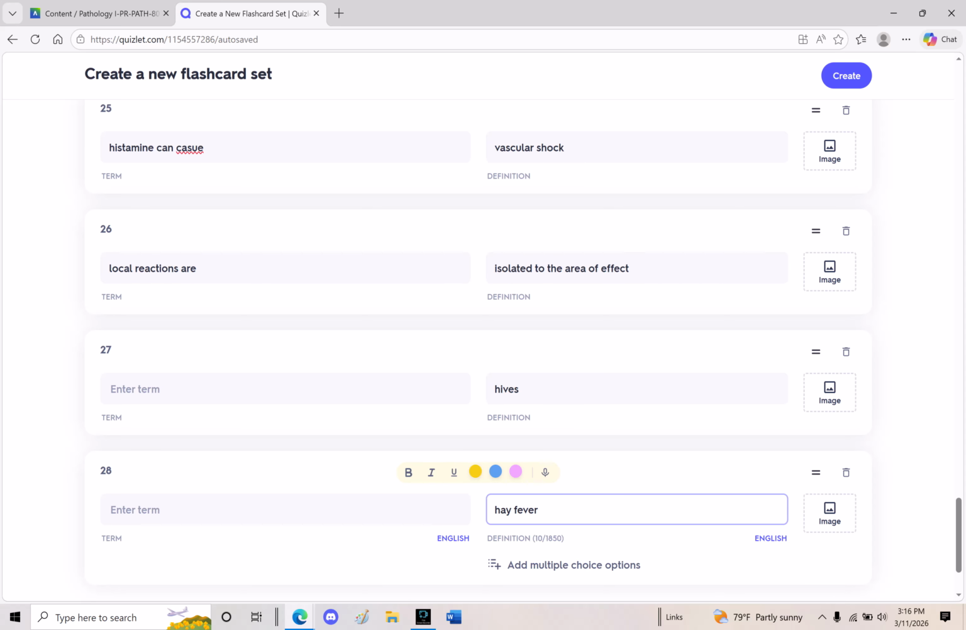Isn't hay fever just allergic to grass? Yes, okay. He went on at length about it just not being related to hay or fever. It's a stupid name.